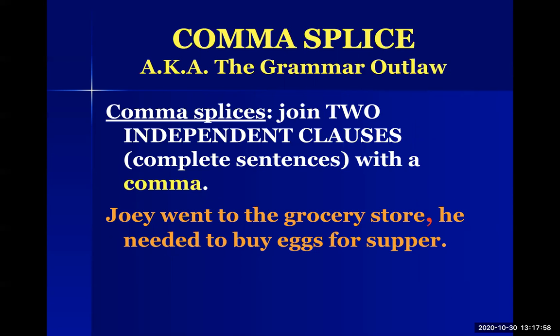A comma splice joins two independent clauses together or two complete sentences with a comma only. And you cannot do that. It just makes a different type of run-on. It's still a run-on. So is it true that Joey went to the grocery store? He needed to buy eggs for supper. Okay, those are two different ideas there. They cannot just be separated with a comma. That makes it a comma splice, which is a grammar error.